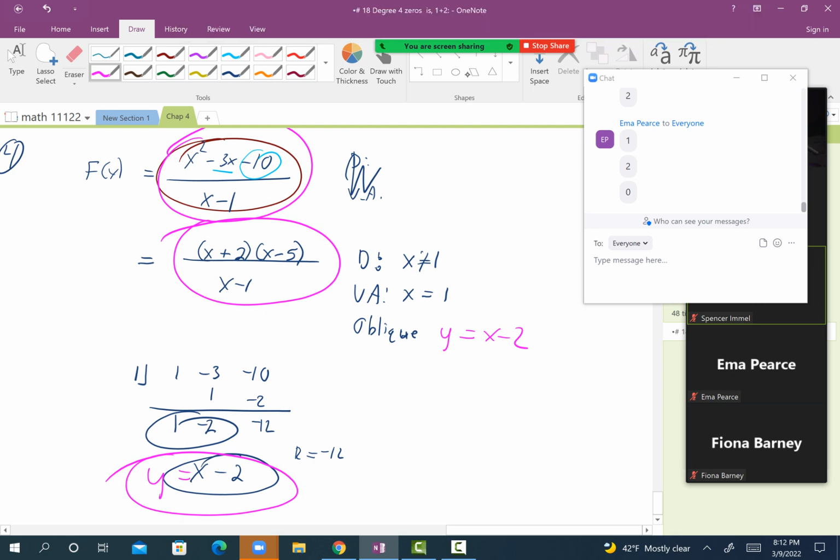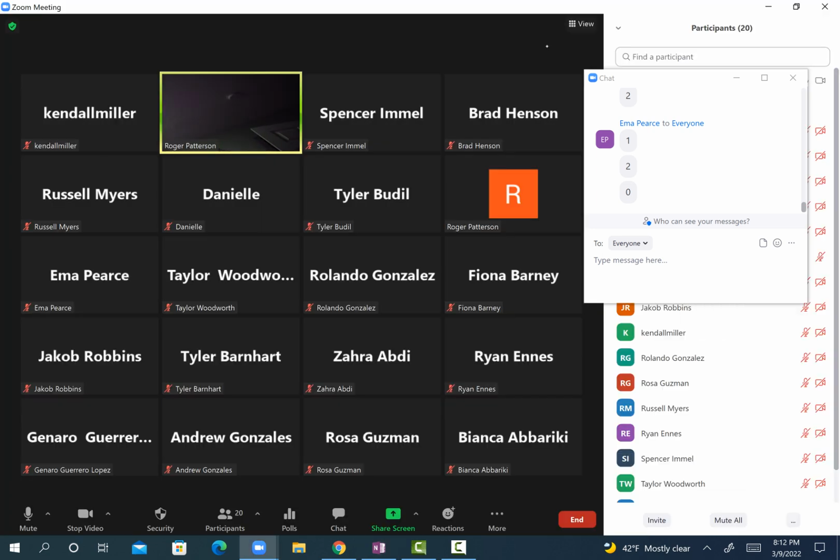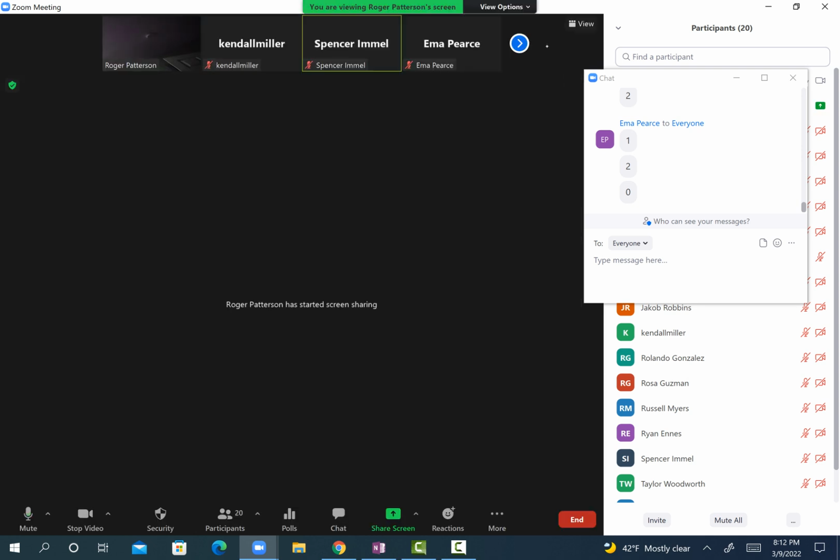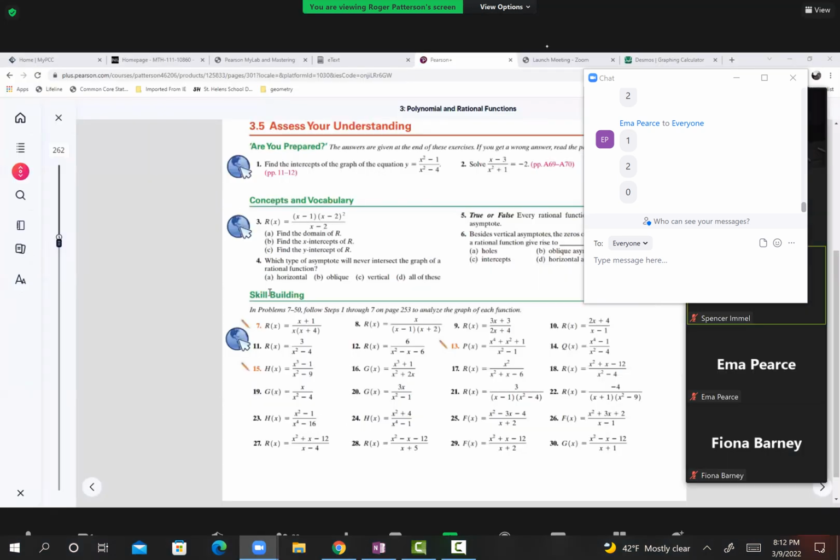I'm going to stop this because I have about 10 minutes, and I'm going to show you this stuff here. This is in section 3.5, and I want to make sure you all understand this because every problem except for the last 3 that we do on this page has you do this right here.